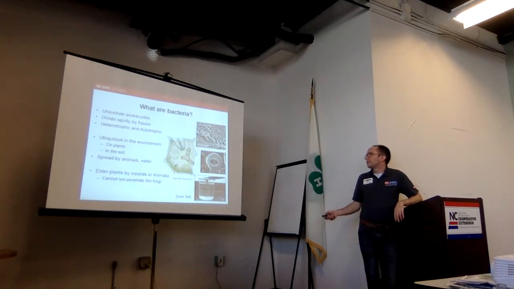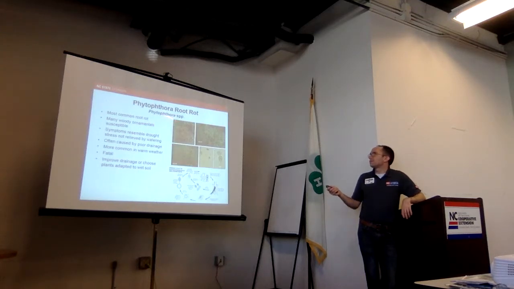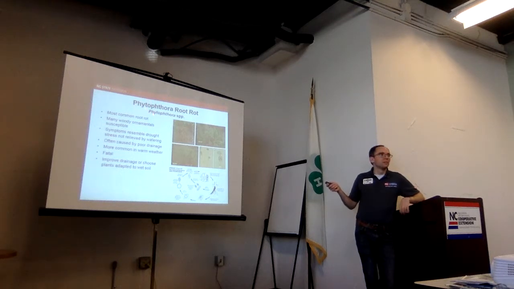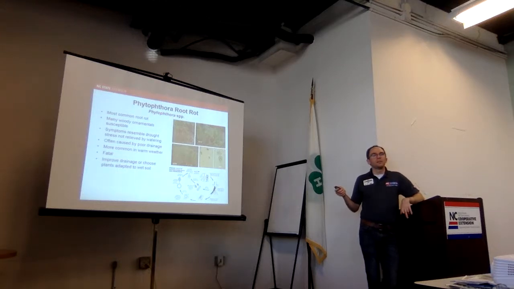Root rots, again, this is Phytophthora infestans. There are many Phytophthora species. This is probably the coolest named. Does anyone know what it means? So phyto is plant, thora is destroyer in Greek. So Phytophthora infestans is infectious destroyer.